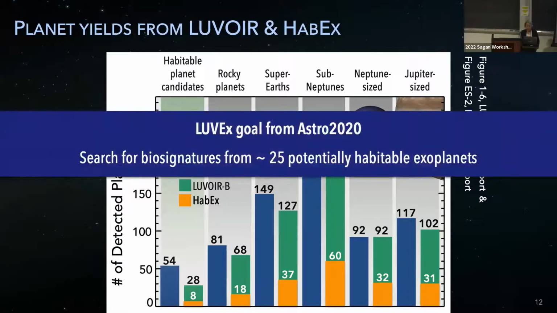Okay, so the key goal for LUVEX set by the Decadal Survey is to search for biosignatures from about 25 potentially habitable exoplanets. And this is a robust sample size that will allow us to measure the frequency of Earth-like planets and global biospheres in the solar neighborhood.